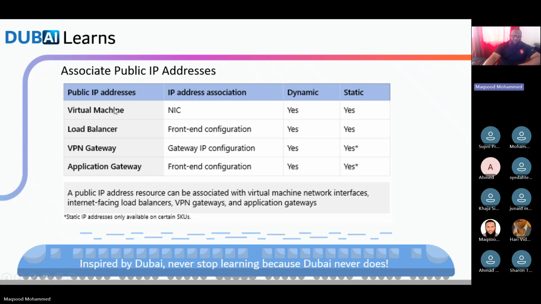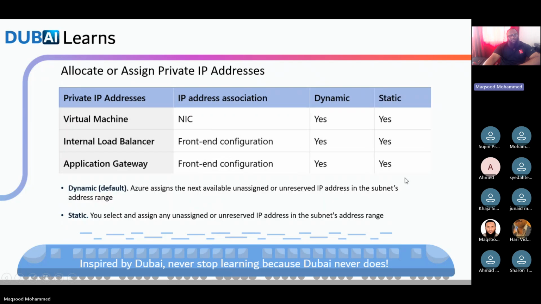So these are the components. Virtual machine, you can assign it to a virtual machine. You can assign it to the load balancer. You can assign it to VPN gateway, application gateway. These are the components where you can assign public IP address. A public IP address resource can be associated with virtual machine network interface, internet facing load balancer, VPN gateways, and application gateways. Exactly what I've told you. Static IP addresses are only available on certain SKUs. So we'll see all this when we do the labs.